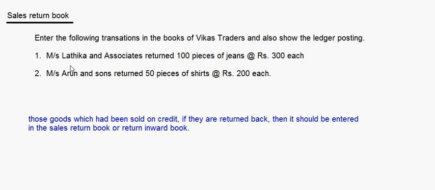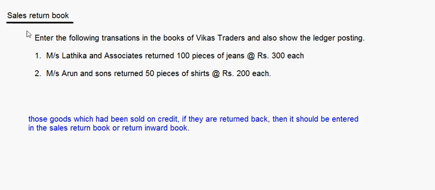So here again let's do a small question. Messrs. Latika and Associates returned 100 pieces of jeans of ₹300 each. No trade discount is given, which means nothing will be done. If trade discount is given, then that will be deducted. So very simple, you just have to record the transaction. You'll have a date column, particulars, credit note number, ledger folio, details and amount.